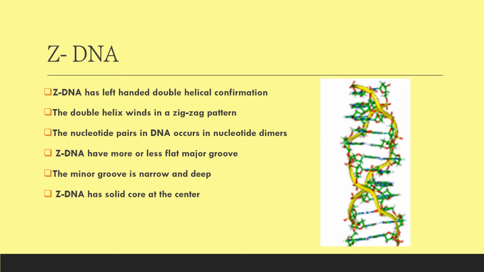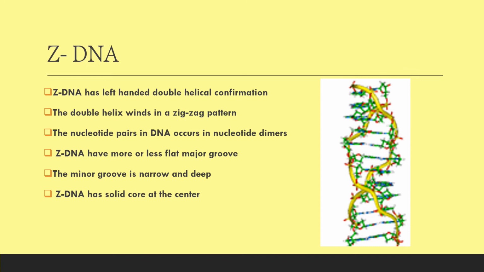zDNA is somewhat different from these two forms. The first thing is it is a left-handed double helical conformation. aDNA as well as bDNA has a right-handed double helical conformation, but the zDNA has left-handed double helical conformation. The next thing is this double helix winds in a zigzag pattern, hence it got its name zDNA.